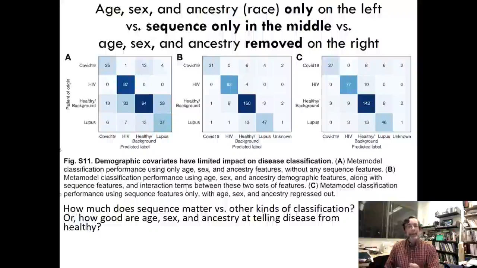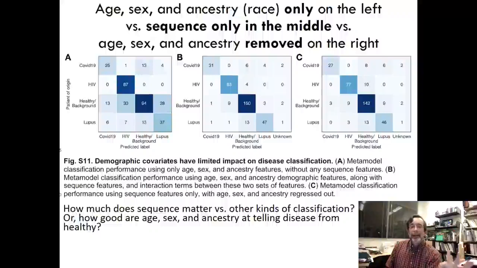And if you consider, well, sequence only is in the middle with everything. I should say it is sequence plus age, sex, and ancestry in the middle. So it's sort of both, and it's actually sequence only on the right. You see the sequence only on the right, it's about the same, maybe a little worse. The numbers are a little bit lower on the diagonal. This shows that sequence is the major effect. Age, sex, and ancestry are secondary effects.